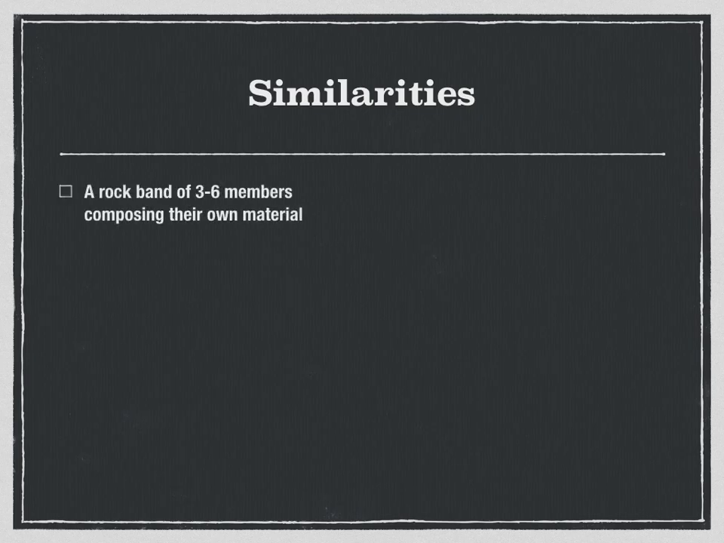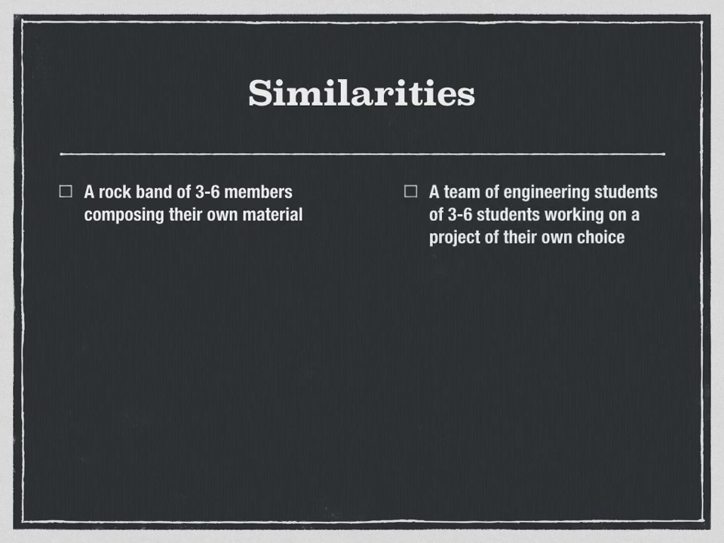So just to set this up a little bit, what I'm talking about here is a rock band consisting of maybe 3 to 6 members that are composing their own material. And on the other side of the analogy, we're looking at a team of engineering students of, say, 3 to 6 students working on a project of their own choice.